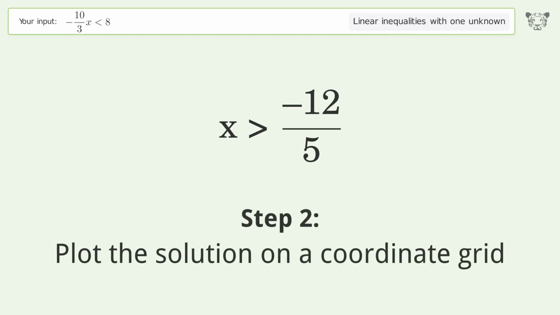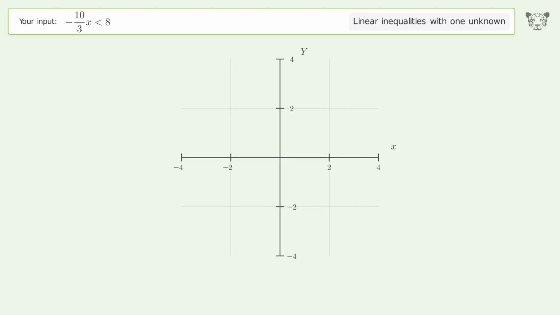Plot the solution on a coordinate grid. And so the final result is x greater than negative 12 over 5 greater than negative 22 over 5.